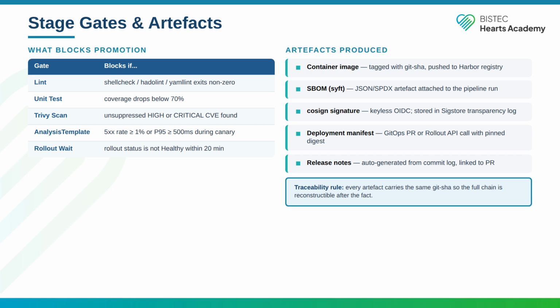The 5 artifacts, image, SBOM, signature, deployment manifest, and release notes, are produced automatically at each gate. If any of them require a human to produce manually, they will be skipped when someone is under pressure.